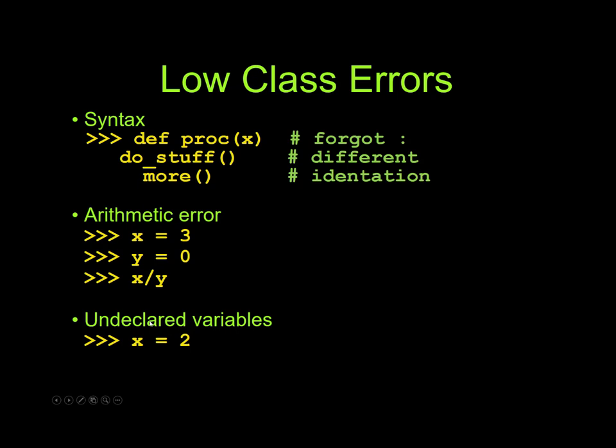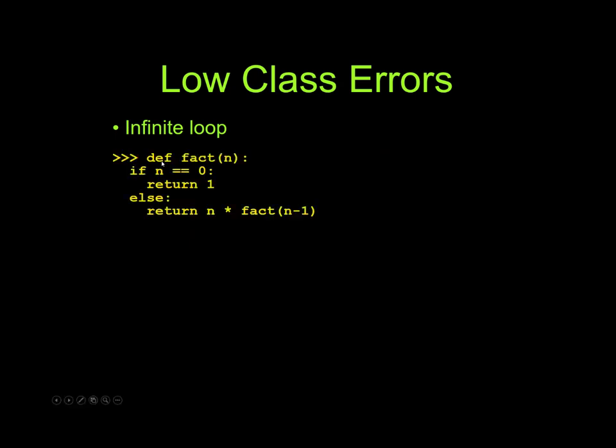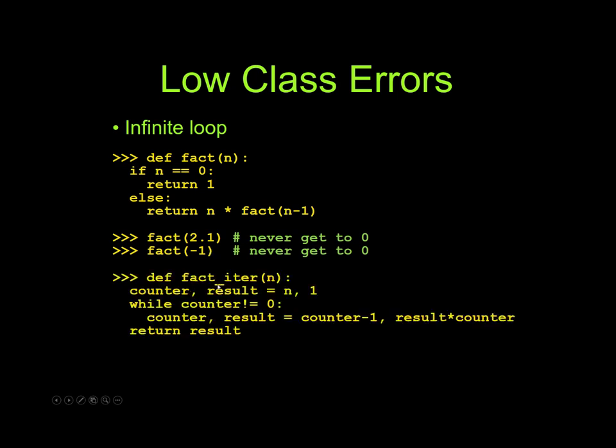Undeclared variables: x is 2, x plus k, but k is not found before. Infinite loop: define factorial n, nothing is wrong here, but when this is being called by factorial 2.1, then n can never get to 0 and the program will never stop. Factorial minus 1, same situation, n will never be equal to 0 and therefore it never stops. Define factorial iterative, there's nothing wrong, but again, factorial iterative minus 1, n equal to minus 1, this whole thing will never stop.